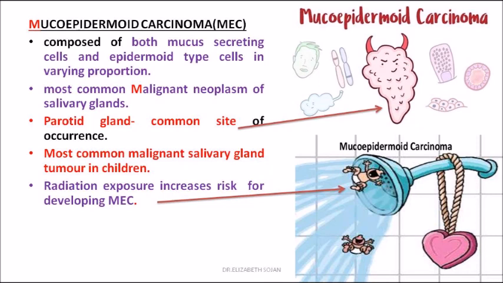It is the most common malignant neoplasm of the salivary glands, and the commonest site, just like Warthin's tumor, is the parotid gland. It is also the most common malignant salivary gland tumor in children. Now look at the second picture. I have shown two small babies, so remember that mucoepidermoid carcinoma is seen in children. The most common malignant salivary gland tumor seen in children is mucoepidermoid carcinoma.